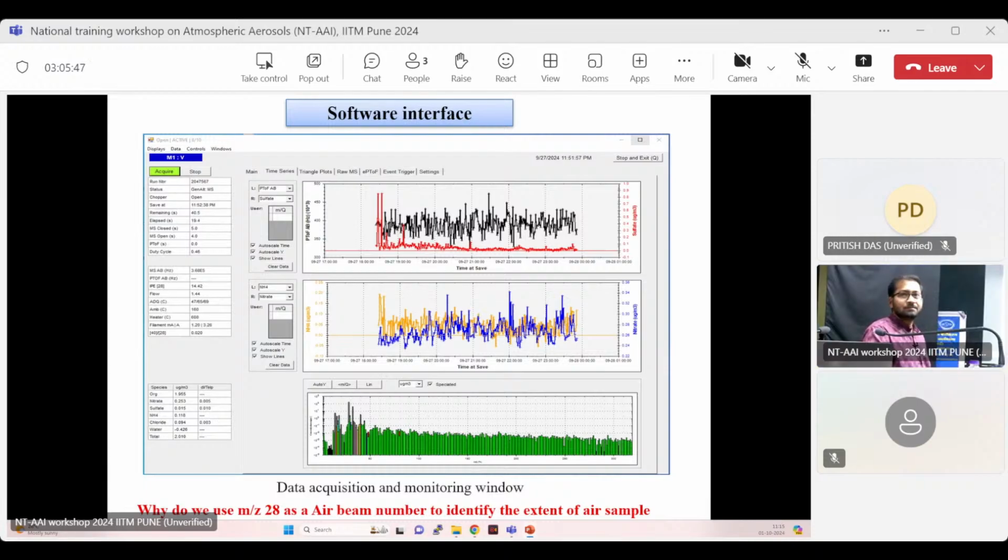Any guess? For which compound is NBISET 28? Nitrogen. So what is the abundance of nitrogen in the atmosphere? It's 78%, so it's the maximum. That's why we tend to follow this NBISET 28 as the major signal for your ambient air.